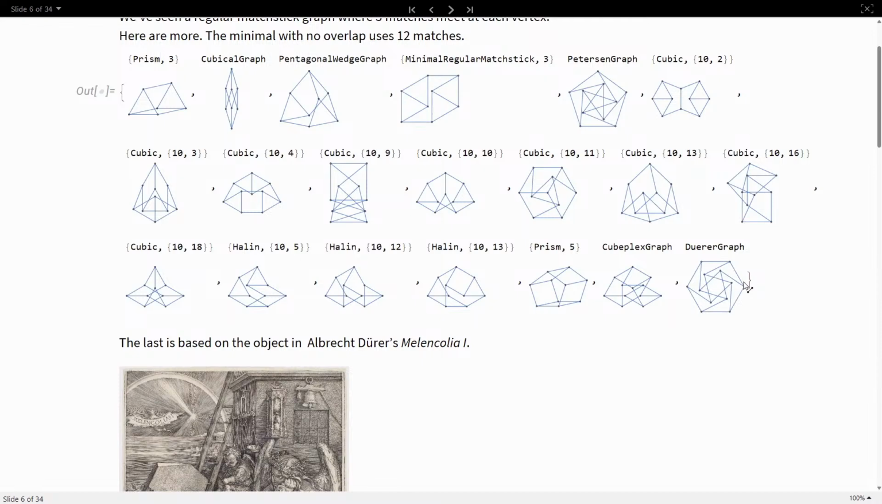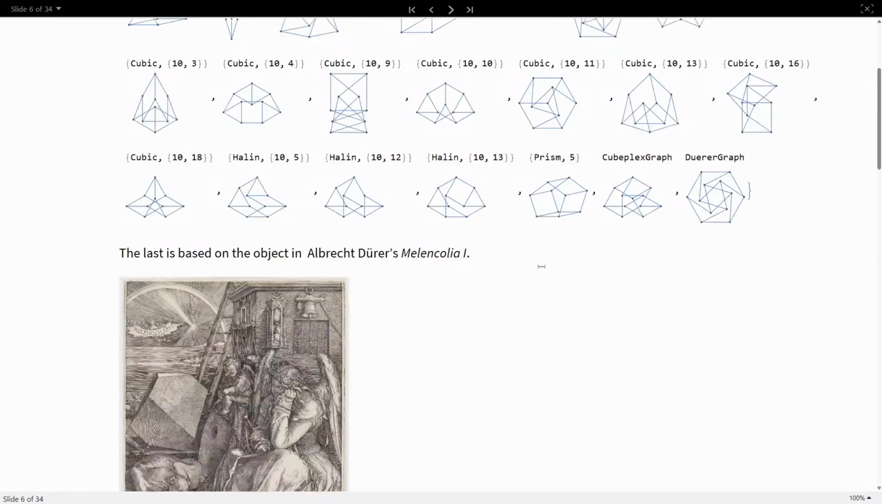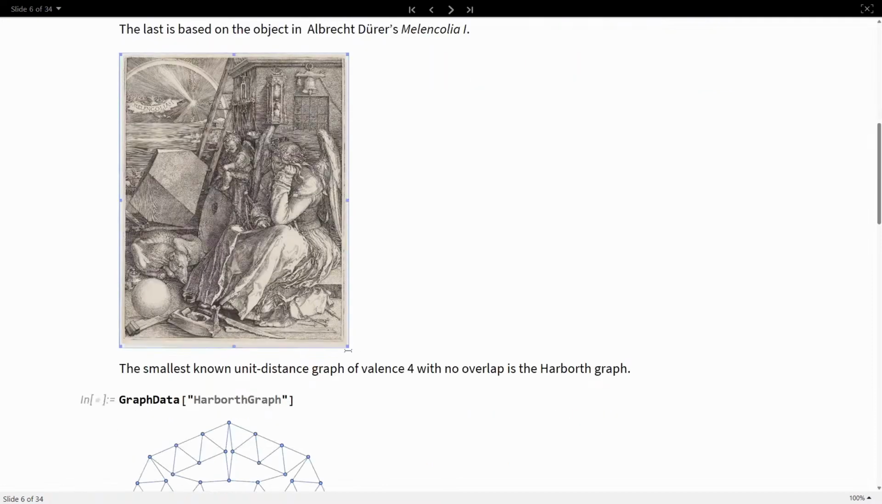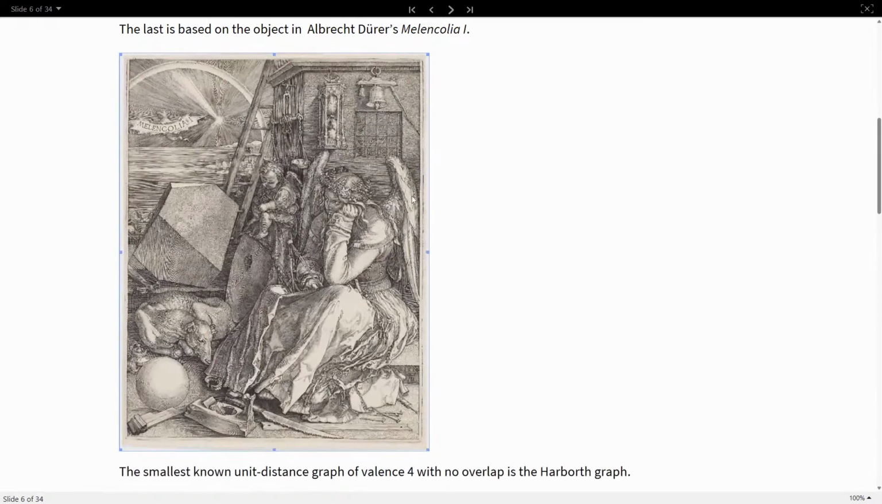Here's an object known as the Dürer graph, which is based on this curious piece of art by Albrecht Dürer, which is a famous object in recreational math just because he put in so much, such as a magic square and many odd objects of interest in mathematics and science.